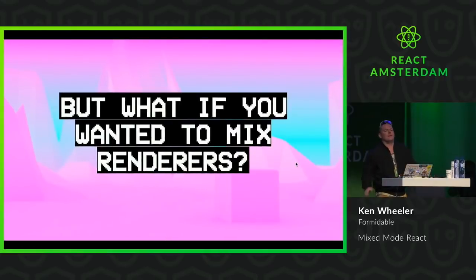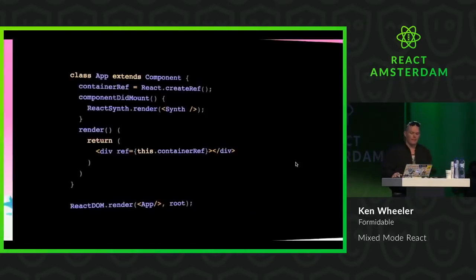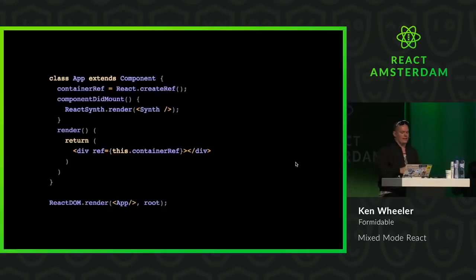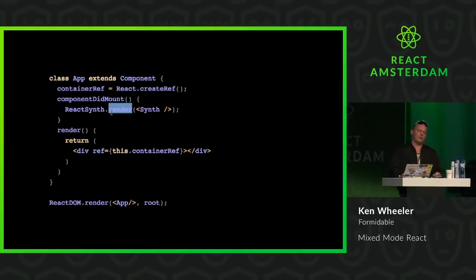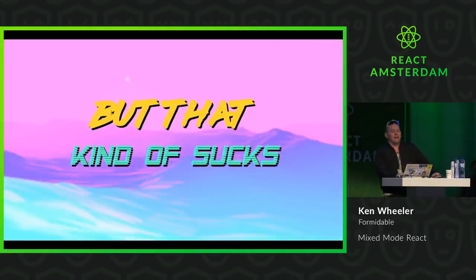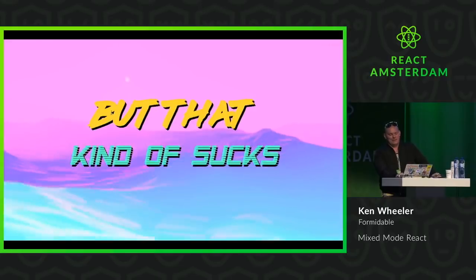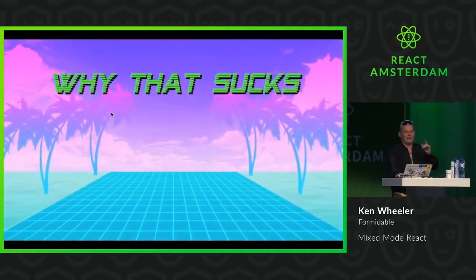But what if you need to mix more than one thing, right? If you have one of these renderers, a lot of the time it's just DOM, or it's just React Native, or it's just this synth thing, right? So you could do something like this, where you have a container, and you're doing something in there, and you React DOM render that, and then you could do a separate render here. But that sucks. I wouldn't do it. I wouldn't feel good about doing it, right? And I'll tell you exactly why that sucks.